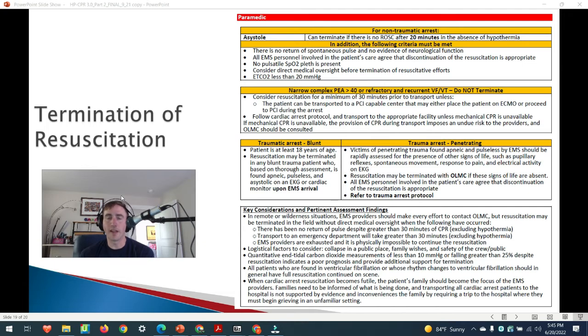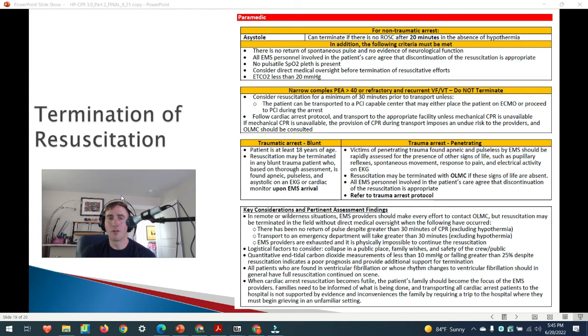So the simplest and most straightforward thing is, if it's a fast PEA or refractory and recurrent VFib or VTach, do not terminate. We still want to resuscitate them on scene for 30 minutes unless, and this could change, we're working with a facility that will hopefully allow you to take that patient to the cath lab during CPR. If that is a possibility, then you can consider that. I may also consider moving that patient earlier if it was witnessed, we've shocked them 3 or 4 times, they're still in refractory VFib, and they have signs of life.